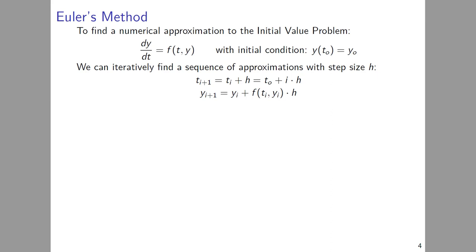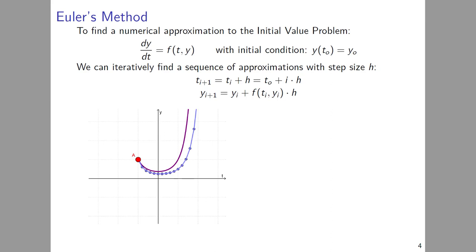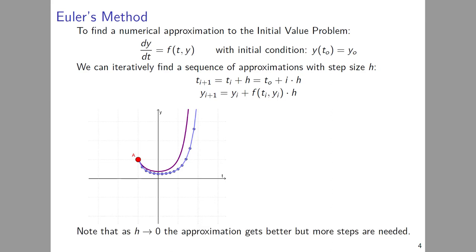Graphically, what's happening is that in the move from t sub i to t sub i plus 1, we're using a local linear approximation to our solution. And by making small step sizes, this local linear approximation only has a little bit of error. So at each step, there's only a little bit of error introduced, although that error does add up. As h goes to 0, that is, as our step size gets smaller, the approximation gets better and better, but more steps are needed to find that approximation.